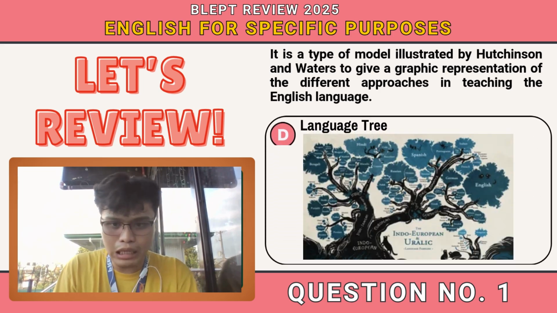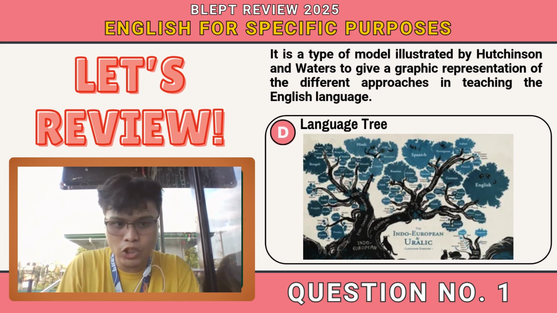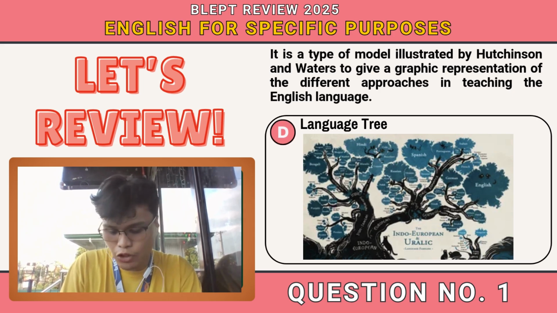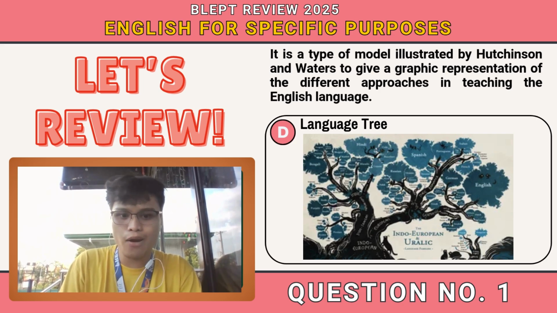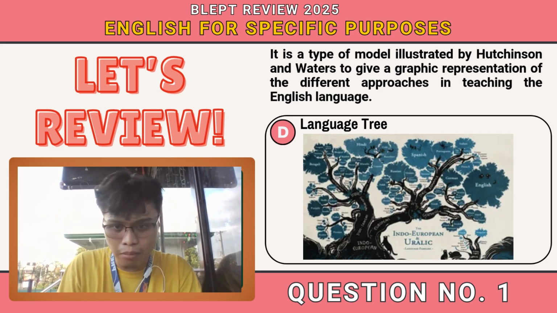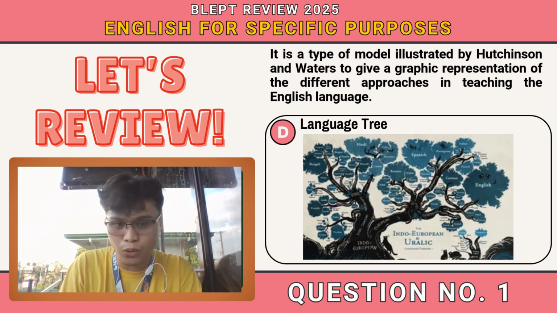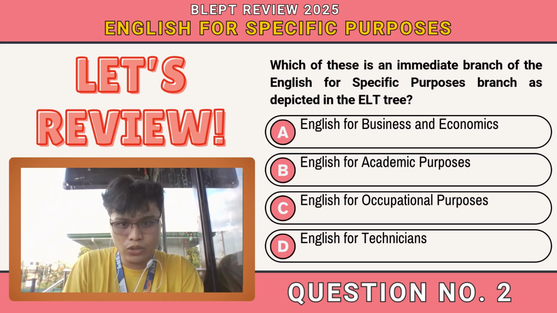And of course, language tree, this pertains to language families. So we have Dravidian, Indo-European, Sino-Tibetan. So yeah, it's not an English language teaching tree. It is a language tree, showing how different language families stem from each other or how they are related to each other. Next, question number two.